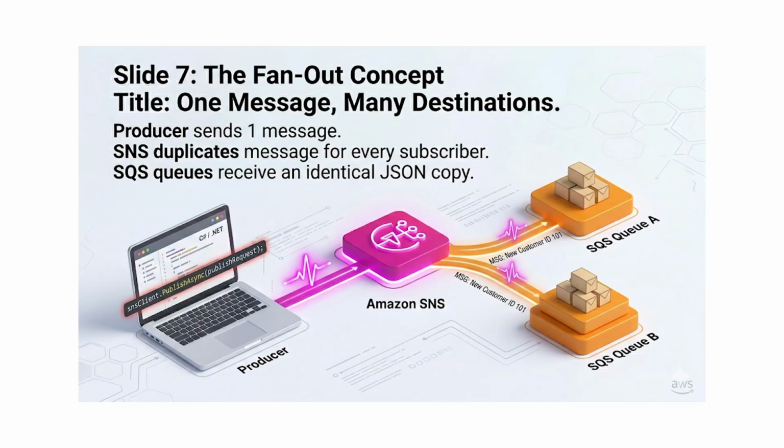So the magic happens right here in the center. Notice the producer only sends one message. SNS handles the heavy lifting by automatically duplicating that message for every subscriber. Both queues receive an identical JSON copy at the exact same time. This is how you achieve true one-to-many communication.